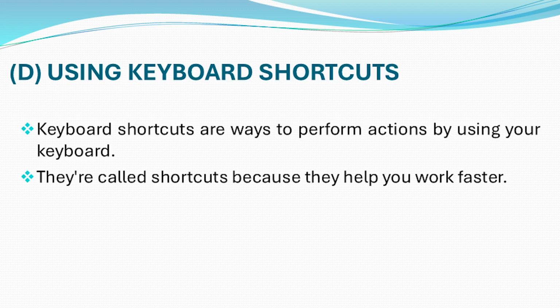Using keyboard shortcuts. Keyboard shortcuts are ways to perform actions by using your keyboard. They're called shortcuts because they help you work faster. In fact, almost any action or command you can perform with a mouse can be performed faster using one or more keys on your keyboard. In help topics, a plus sign between two or more keys indicates that those keys should be pressed in combination. For example, Ctrl plus A means to press and hold Ctrl and then press A. Ctrl plus Shift plus A means to press and hold Ctrl and Shift and then press A.